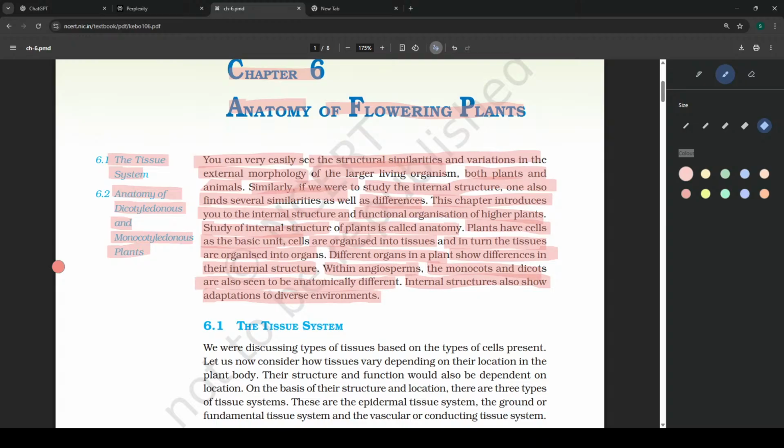Basically, about why we should study anatomy. In anatomy, we study the internal structure. Normally, when we see morphology, we can easily identify structural similarities, variations, etc. Anatomy also shows such variations, such as within angiosperms, monocots and dicots are seen to be anatomically different.